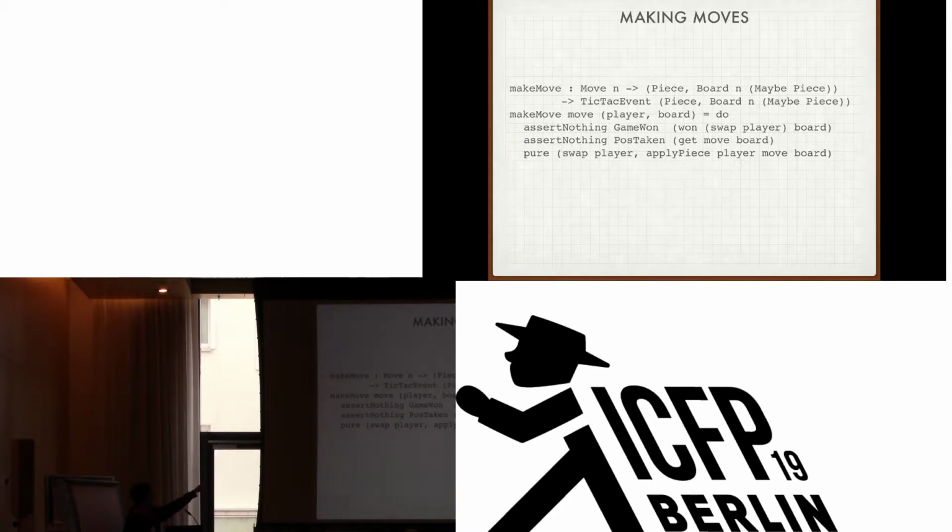So assert nothing is saying, so one was returning just has one or nothing. So one will return nothing if the game hasn't been won and we can proceed. If it has been won, we error with game one. And then the same if the position's taken, that's just the lens hiding behind there.